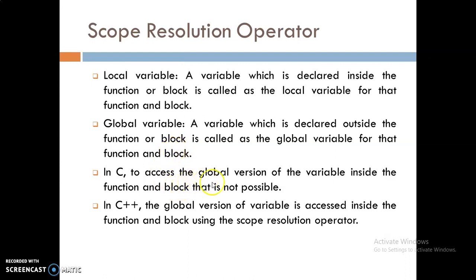In C, accessing the global version of a variable inside a function or block is not possible, but in C++, the global version of the variable can be accessed inside the function.